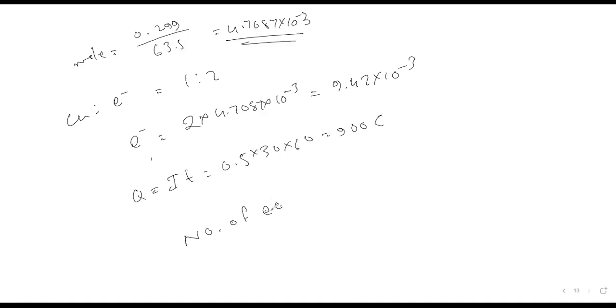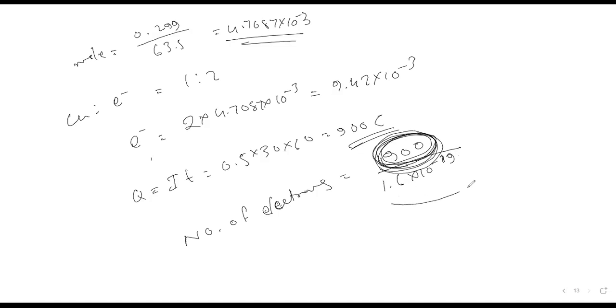Now, what is the total number of electrons? Instead of using the total mole of electrons, we can simply use the charge. So this is the total charge, 900 coulomb, and the charge for one electron is 1.6 into 10 to the power minus 19. If we divide them, we will get the total number of electrons present, 5.625 into 10 to the power 21.